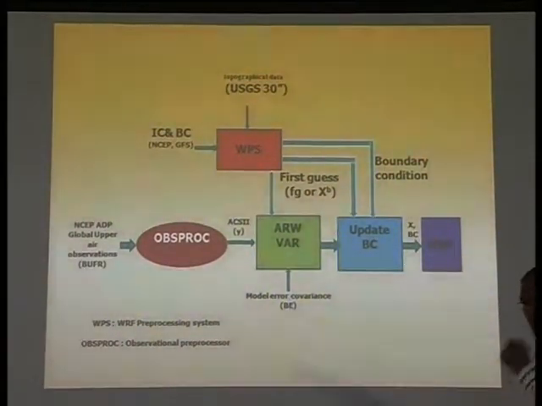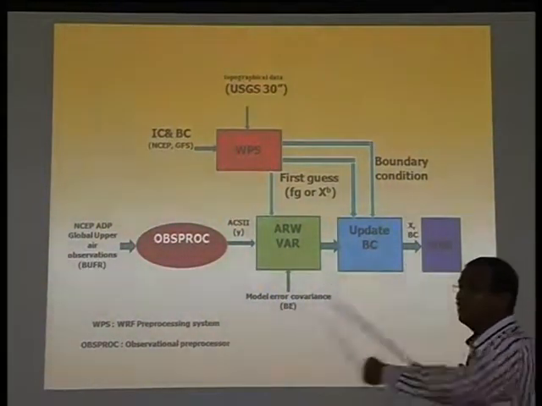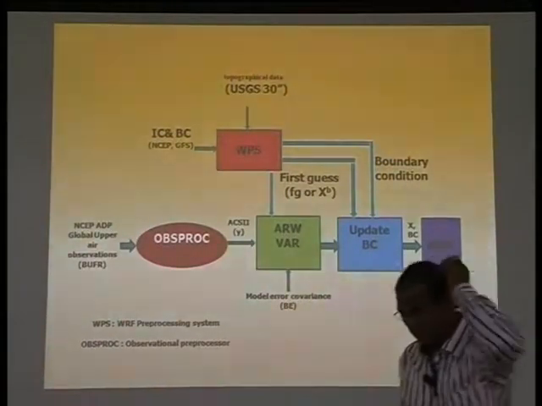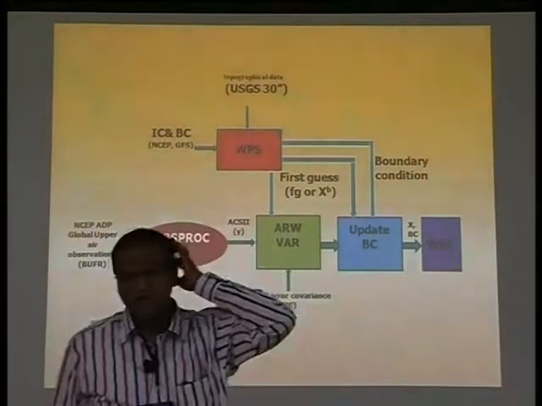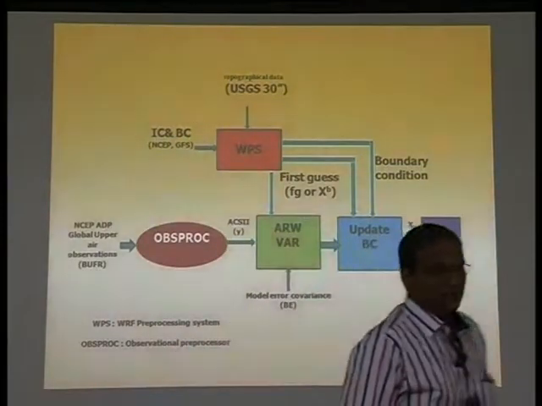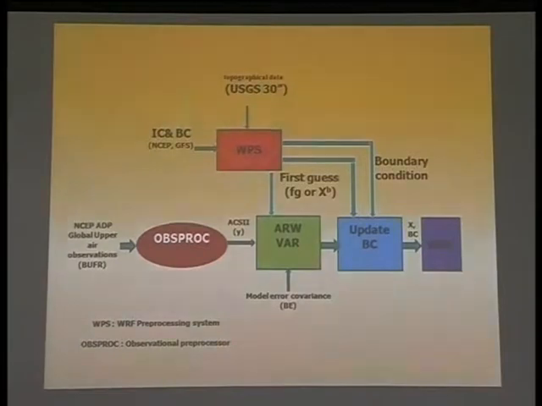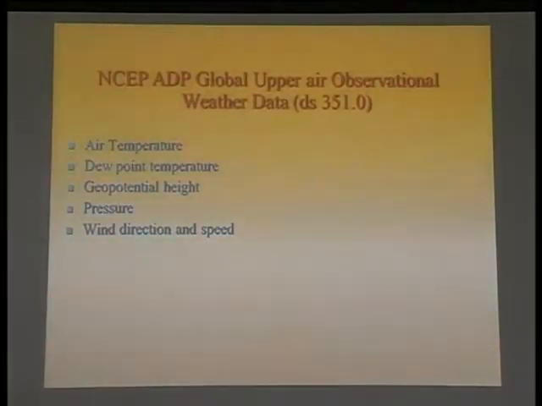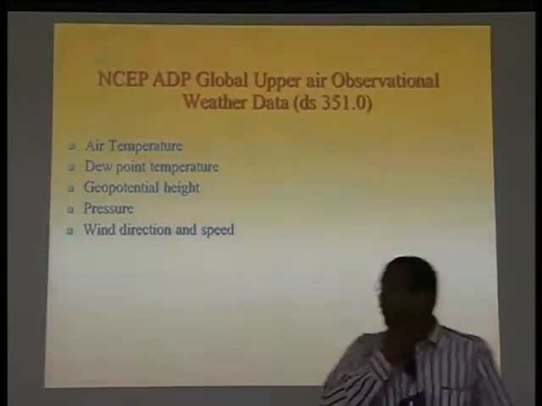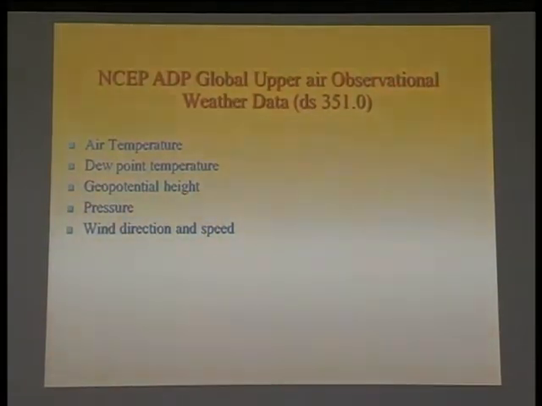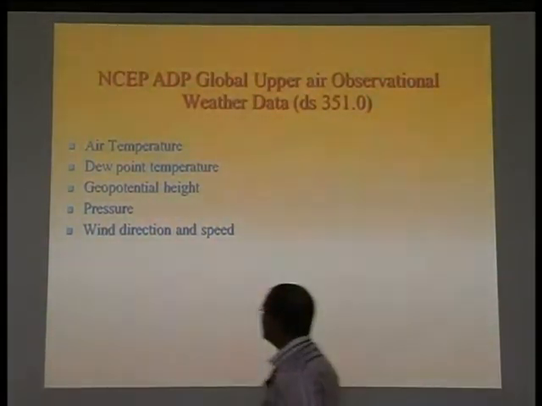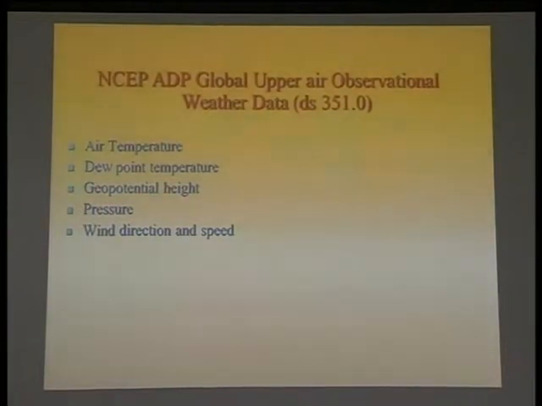Now there is an inner loop where you keep iterating until you get a minimum cost function. In the community software WRF, this is done using the conjugate gradient method. We do 100 iterations of the inner loop, and then we assimilate these upper air observations. For the global upper air observations, the following variables were assimilated: air temperature, dew point temperature, geopotential height, pressure, and wind direction and speed.